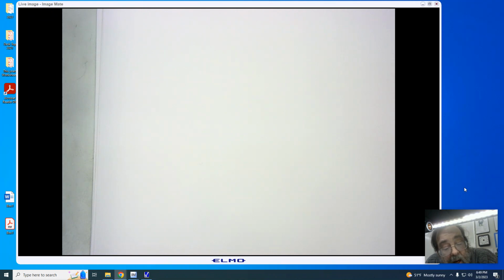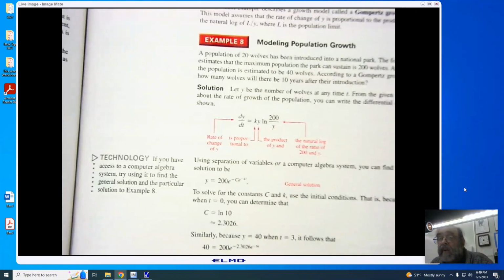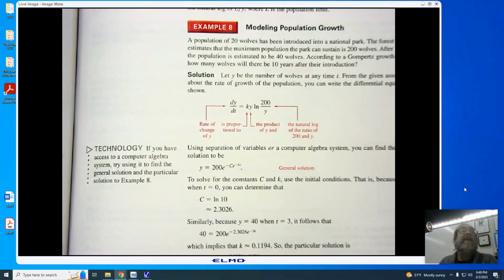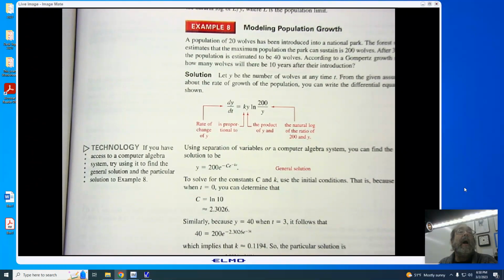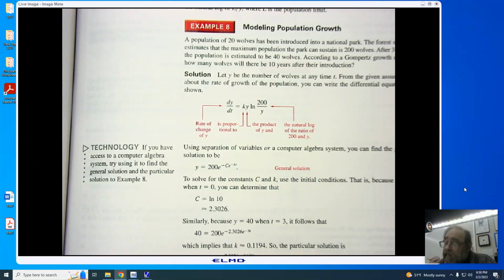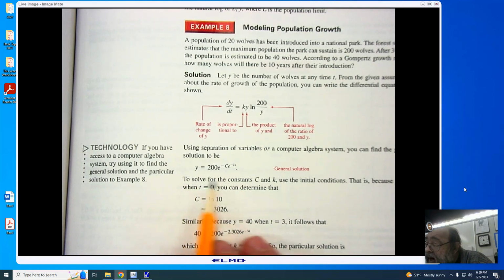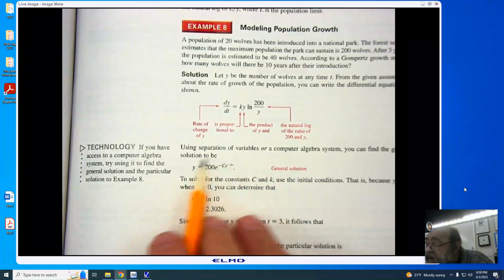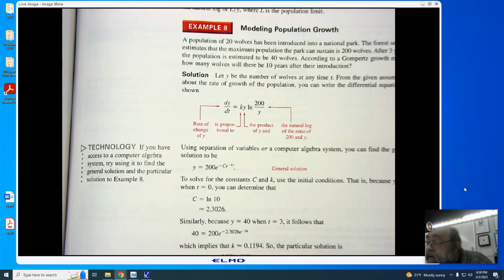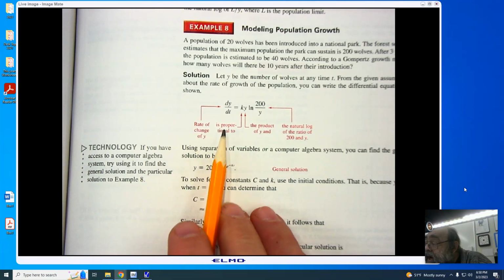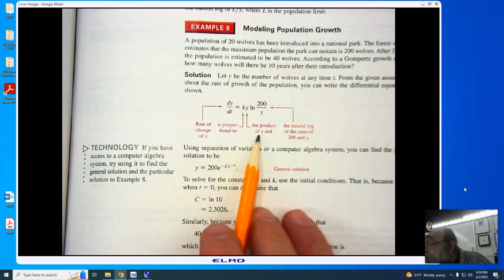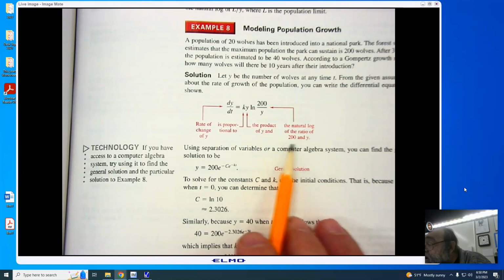Now, the Gompertz growth model is found under example 8, and they do mention this. So if you were reading your book, they give you a direct example of what to do. Once again, this is using a Gompertz growth model, and you'll notice I'm going to end up with something weird like this, and I'm going to have to slowly work through it. So you have your rate of change of y, you have it proportional to the product of y and the natural log of the ratio.